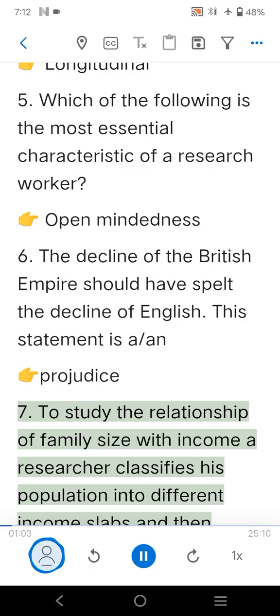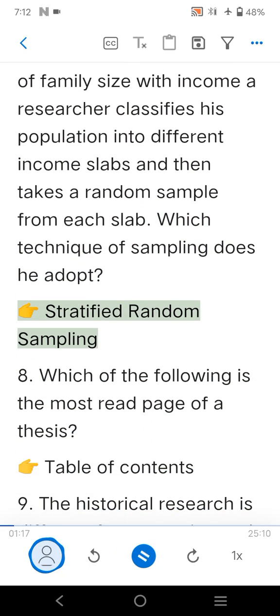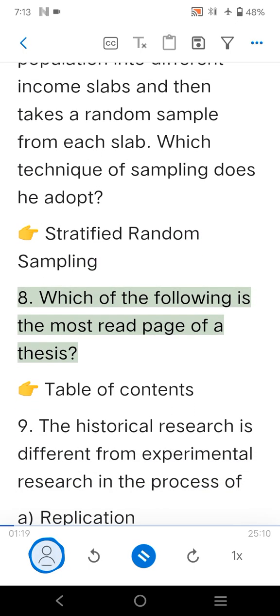7. To study the relationship of family size with income, a researcher classifies his population into different income slabs and then takes a random sample from each slab. Which technique of sampling does he adopt? Stratified random sampling. 8. Which of the following is the most read page of a thesis?